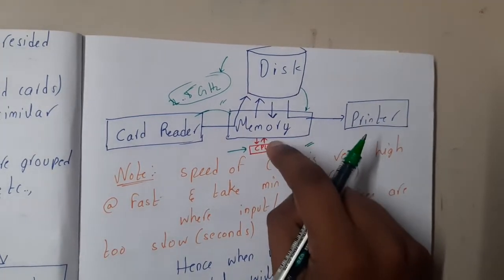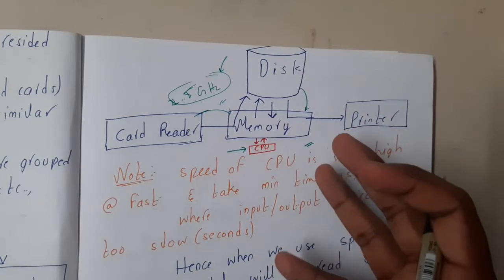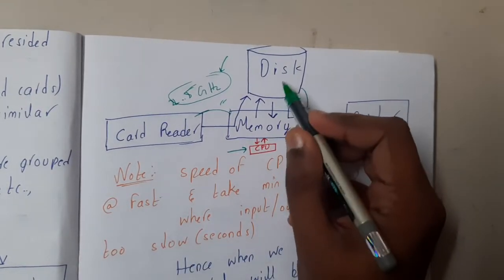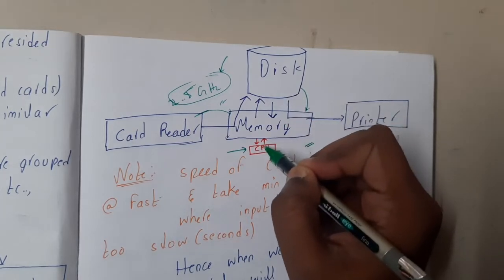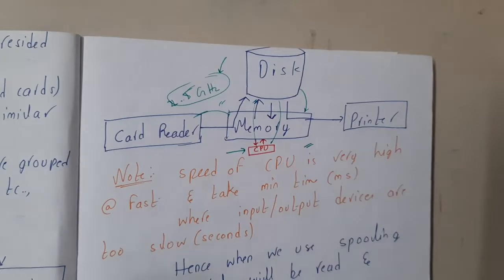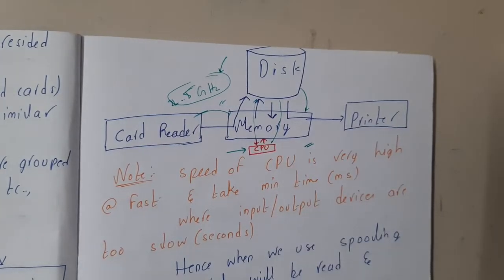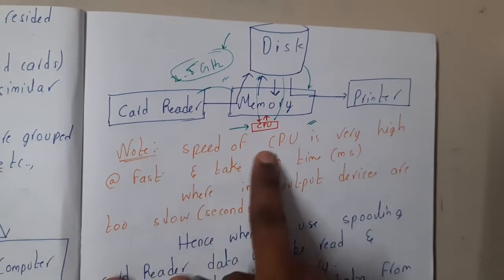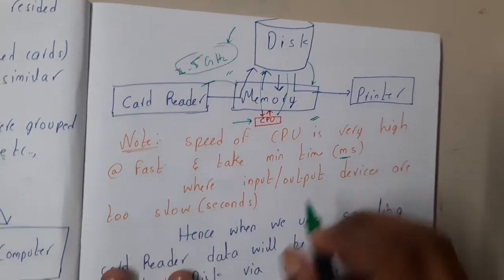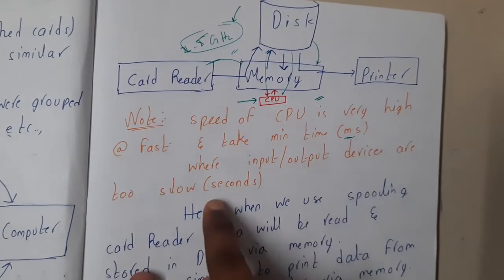So the CPU will complete its work really fast and it will be idle. That is the reason why we always store the data in the disk, and once that particular job is done, you transfer the data to the disk, take the next task, and continue. So the idle time will be reduced by a lot, right? Note, the speed of the CPU is very high, while input output devices, which take some milliseconds, are really slow.